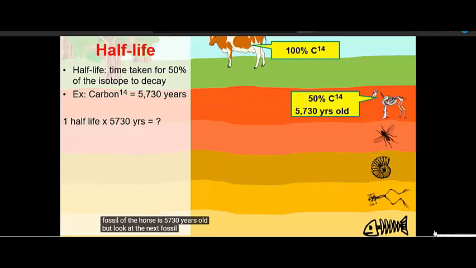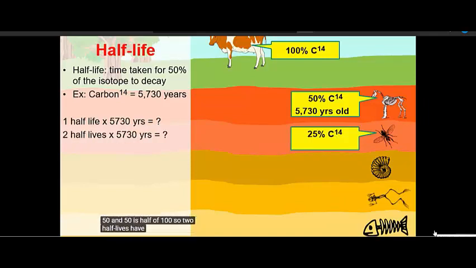But look at the next fossil beneath it. Let's pretend this fossil is found and is discovered to have 25% of the carbon-14 remaining. Well, 25 is half of 50, and 50 is half of 100. So 2 half-lives have passed since this organism was alive. So 2 times the half-life of 5,730, this fossil would estimate to be about 11,460 years old.